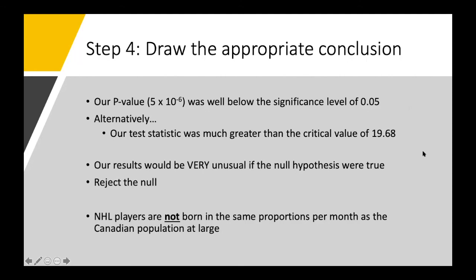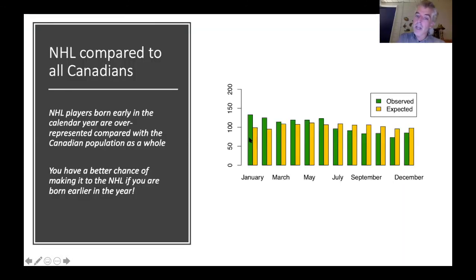So in this case, biologically, NHL players are not born in the same proportions per month as the Canadian population at large. If we look at this side-by-side bar plot, we can see that the observed values exceed the expected values early in the year and fall below the expected values late in the year, which indicates that NHL hockey players are much more likely to be born in the earlier months of the year than the later months. Or put another way, you have a much better chance of making it into the NHL as a hockey player if you're born earlier in the year.